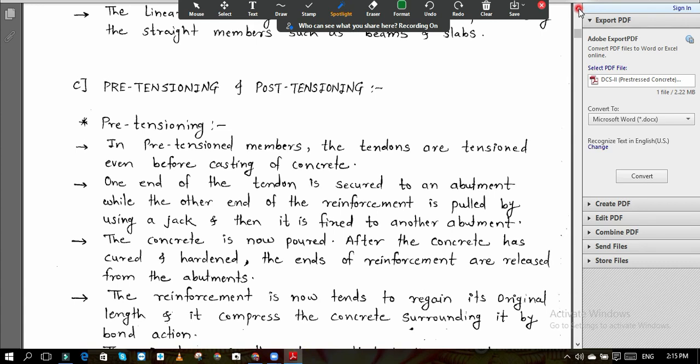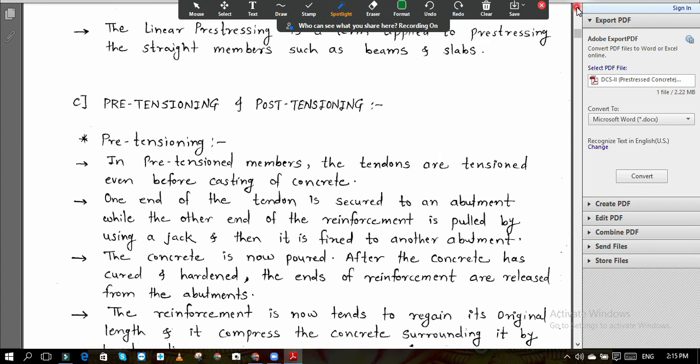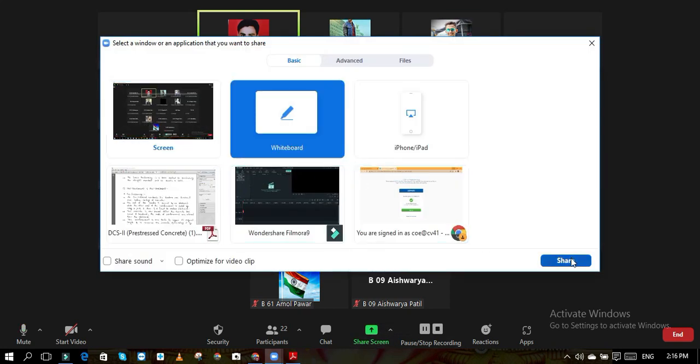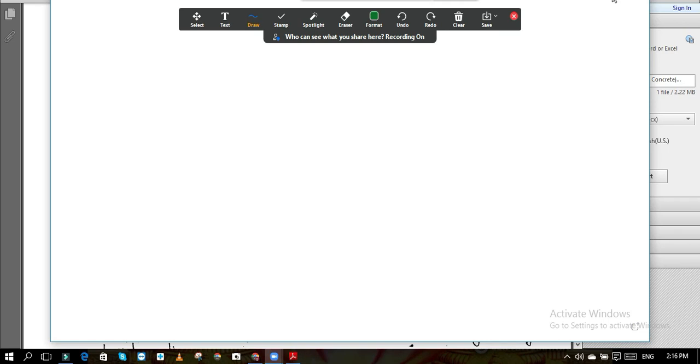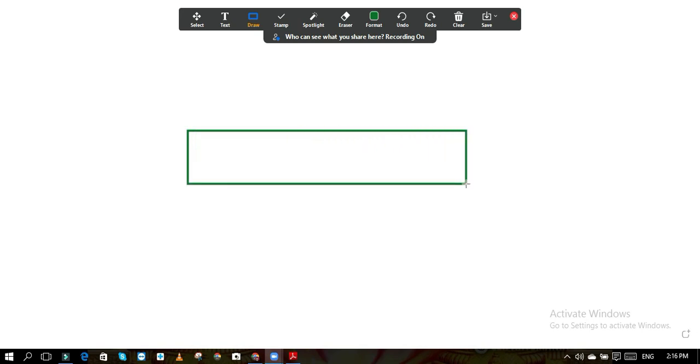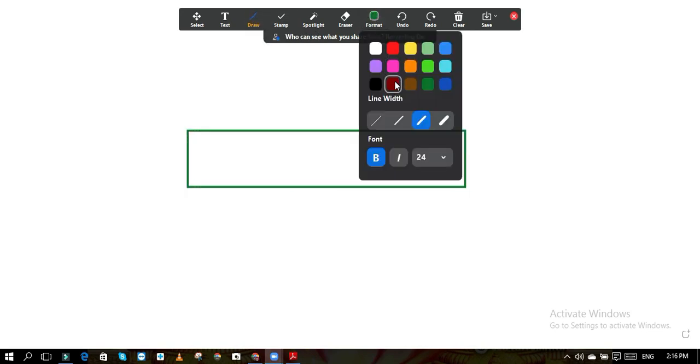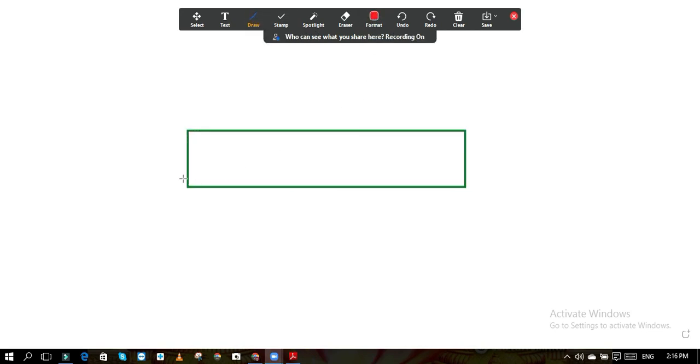I will tell you by drawing the diagram what pre-tensioning is. Okay, we will move to our board. See, now I will draw first. This is the beam. And now I will draw the tendon. This is the tendon. This is the bar.